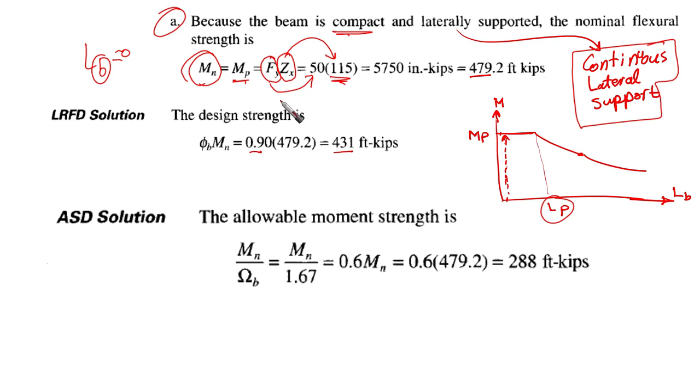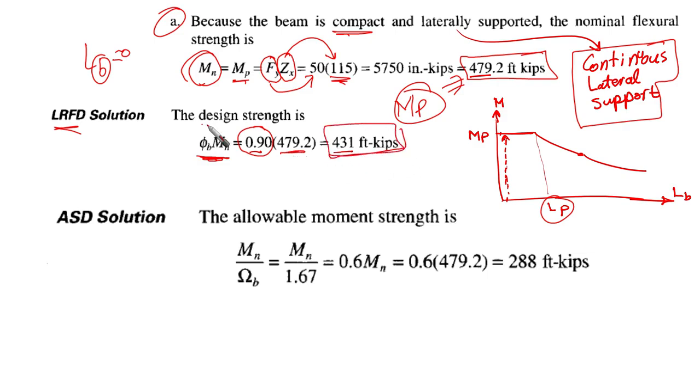This can be obtained from the tables. Check this plastic modulus. Then this is M_p for this cross section. Then the design strength for the case of LRFD is going to be 0.9 times M_p. This is the LRFD design strength. If we're going to talk about ASD, then the allowable moment strength is going to be M_n over 1.67, which is going to give us 288 foot-kips. This is the first requirement. Very easy and simple. We are here in the plastic range.